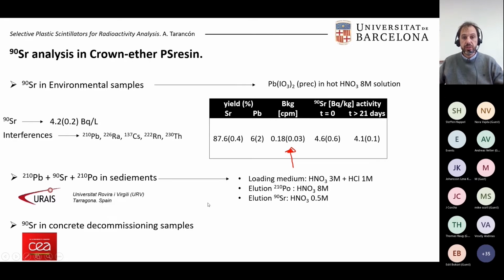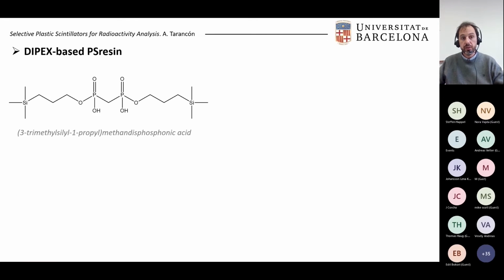So this is the second resin I want to present, and the third and last one is the one that we have been developing in the last year, which is a resin based on diphenyl methane diphosphonic acid. This is the base group for the retention of the actinides, the methane diphosphonic acid, with a silicon radical attached.